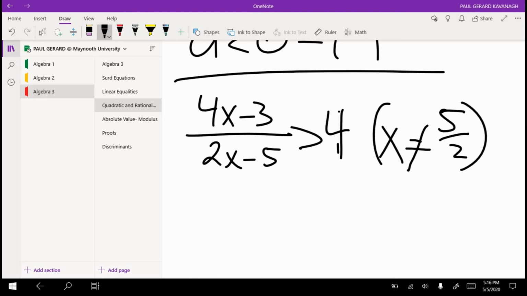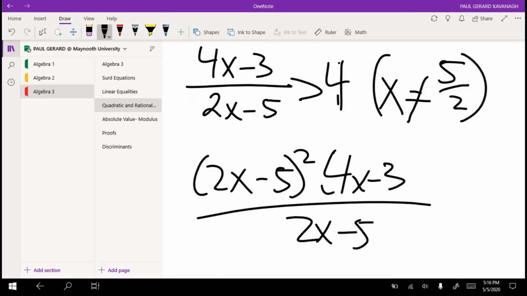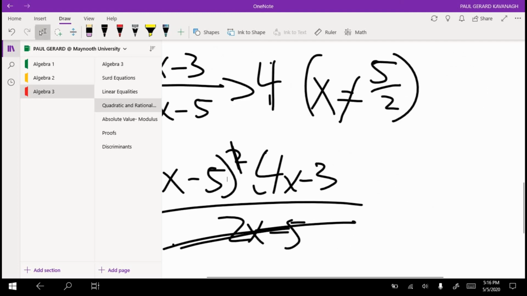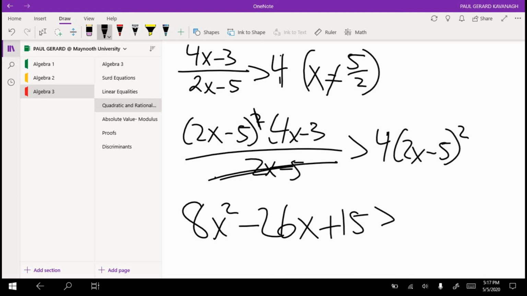So what we're going to do is multiply both sides by 2x minus 5 squared. On this side, this cancels and this squared cancels, and that's going to be greater than 4 times 2x minus 5 squared. Now you basically expand them all out. So you have 8x squared minus 6x minus 20 minus 26x plus 15 is greater than, what is this going to be?